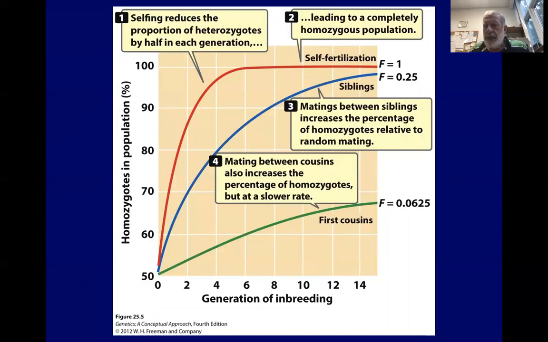In number 3 there, matings between siblings increase the percentage of homozygotes relative to random mating. So we have an F coefficient of 0.25 after 15 generations of sibling matings, and we have a population that's about 98% homozygotes. Now, mating between first cousins also increases the F up to about 0.0625 after 15 generations, and about 68%, or approximately 2/3, of the population is homozygotes after 15 generations of first cousin matings.